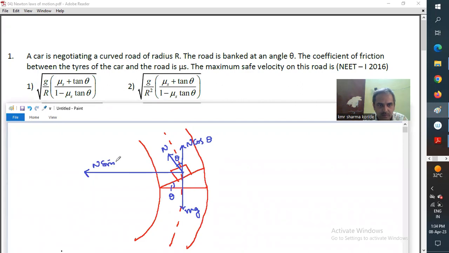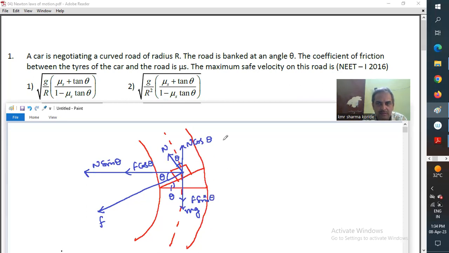Then next, simultaneously there is also the action of the frictional force along the surface of contact. In general, frictional force we call a tangential force. So frictional force acts along the surface of contact, and it is also making an angle theta. Therefore, frictional force will have two components. Its component F cos theta acts towards the center. The other component will be joined with the weight of the vehicle.